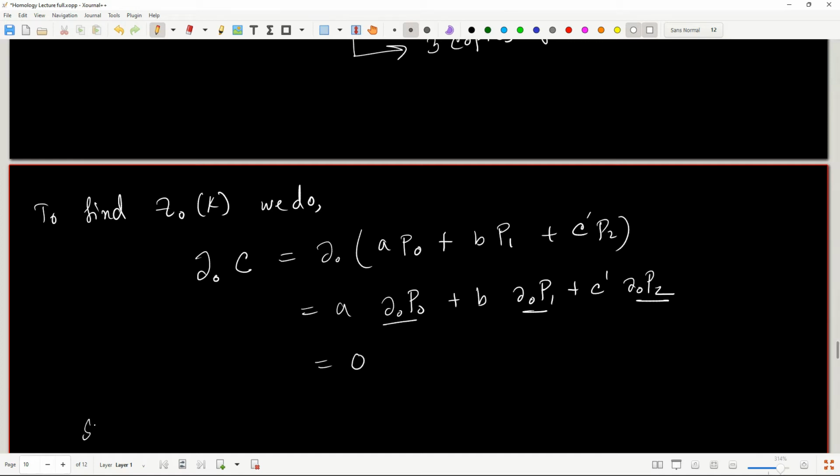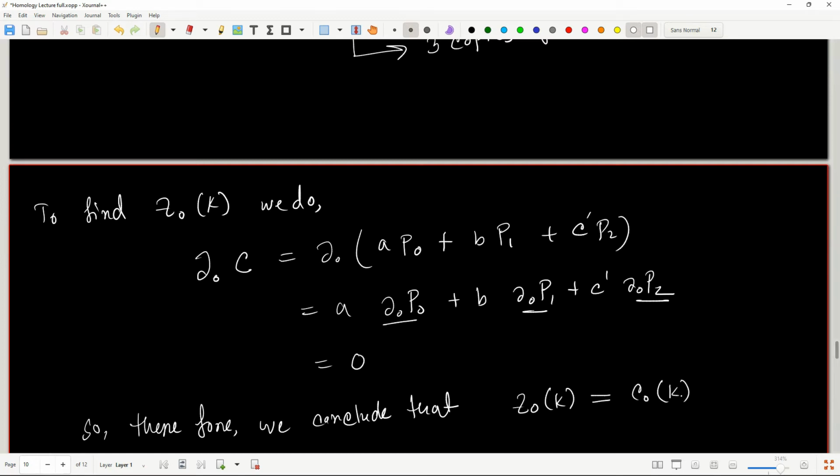So therefore we conclude that our Z0 is actually equal to our C0. Okay, because what is a Z0, right? These are just my group or set, whatever you want to call them. It's actually a group, but if you also consider them as a set, that's fine as well. The Z0s are just the set of 0 cycles, right? And what was a cycle? A cycle was something that belongs to C, but when you apply a boundary operator on them, they give you a 0, right?